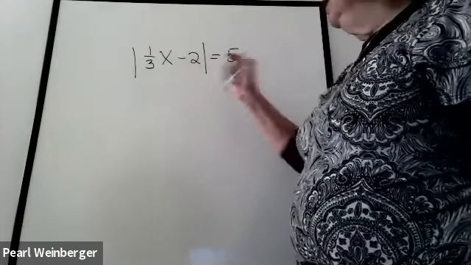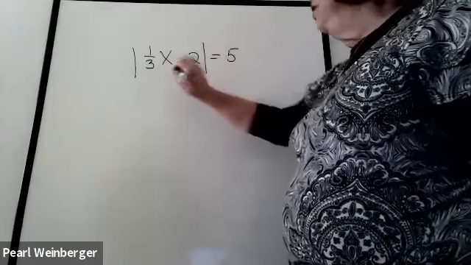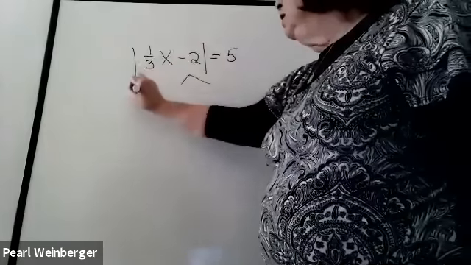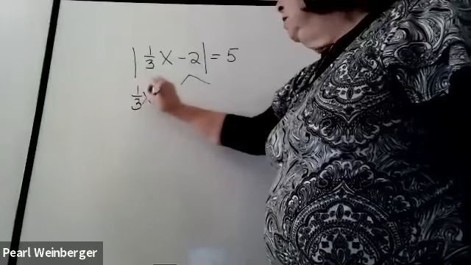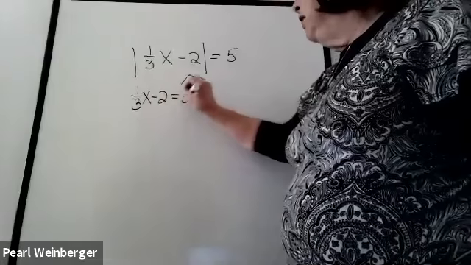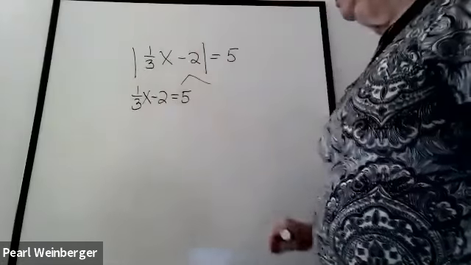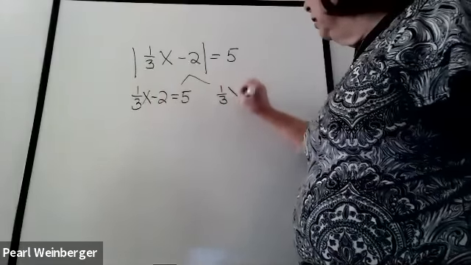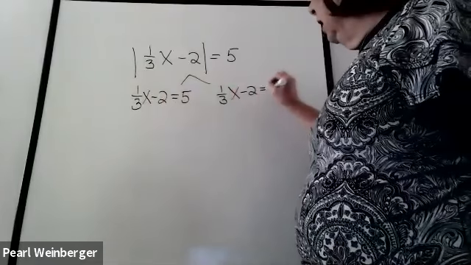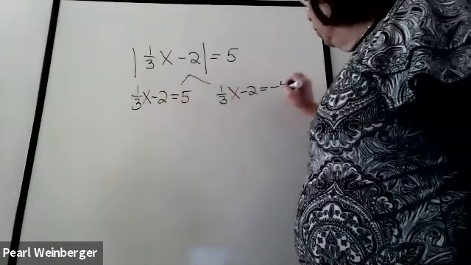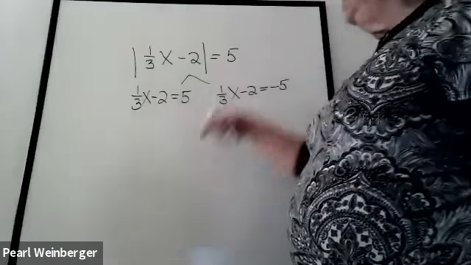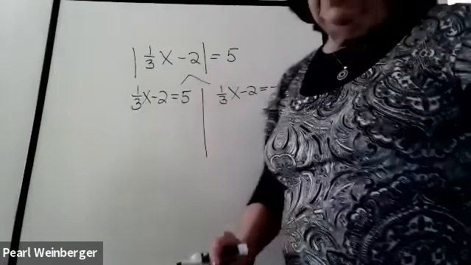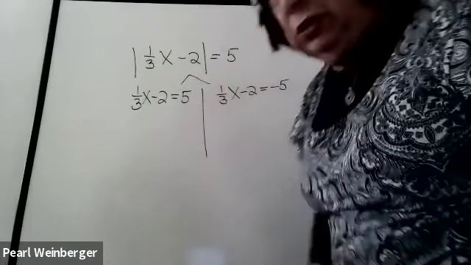The next thing we do is that we know we can solve it. We have to write two equations. The first equation we write is 1/3 x minus 2 equals 5. We just remove those absolute value signs. The second equation we write is 1/3 x minus 2 equals -5. So we have to use the positive number and we have to use the negative number. And we're going to get two solutions. And my answer is going to be two solutions.